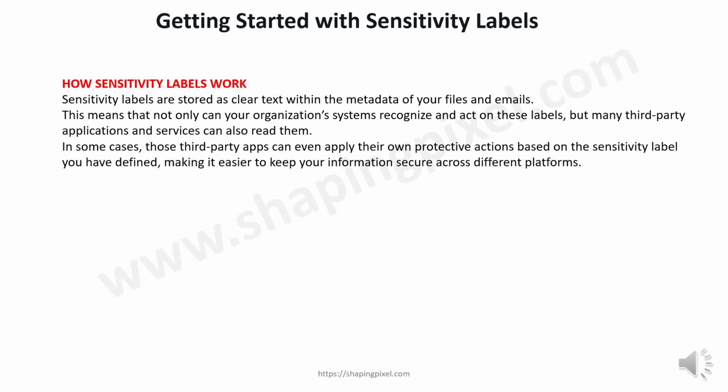Sensitivity labels are stored as clear text within the metadata of your files and emails. This means that not only can your organization's systems recognize and act on these labels, but many third-party applications and services can also read them. In some cases, those third-party apps can even apply their own protective actions based on the sensitivity label you have defined, making it easier to keep your information secure across different platforms.